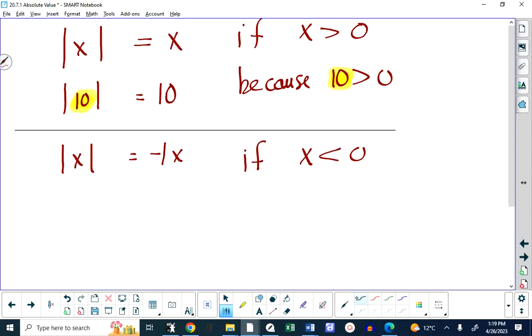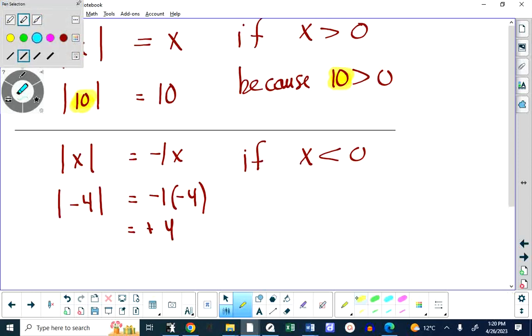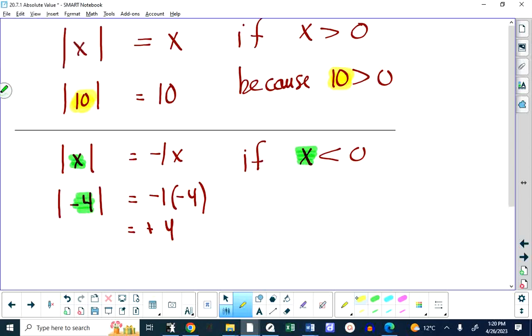This is saying if the thing you're taking the absolute value of is negative, then multiply that thing by negative 1 to make it positive. Right? So, for example, the absolute value of negative 4 is equal to negative 1 times negative 4, which will make it positive. And the reason for that is that thing is already negative. So to make it positive, you multiply it by a negative.